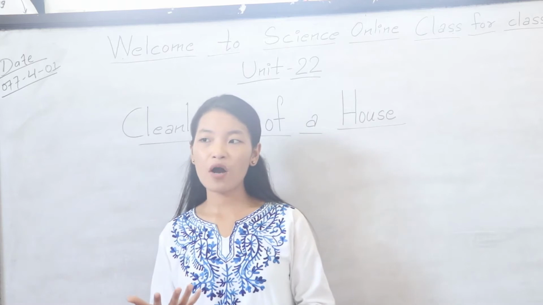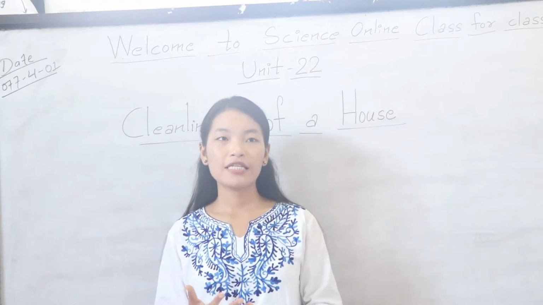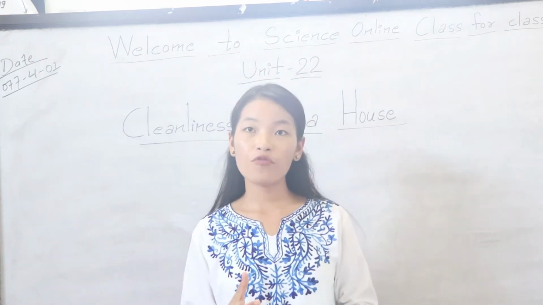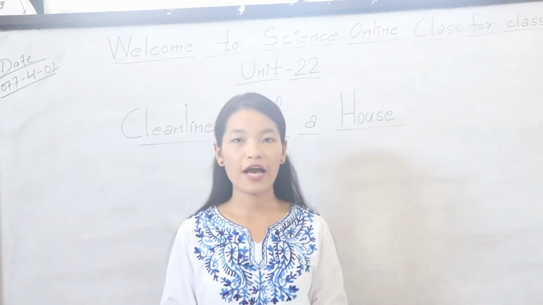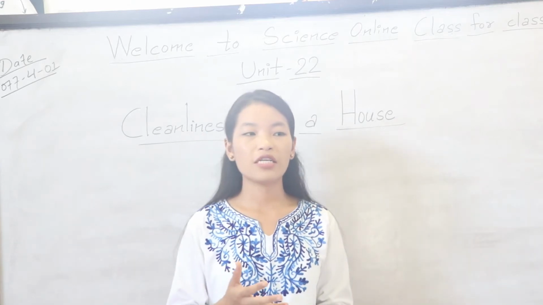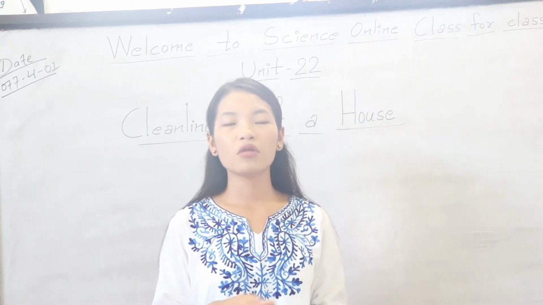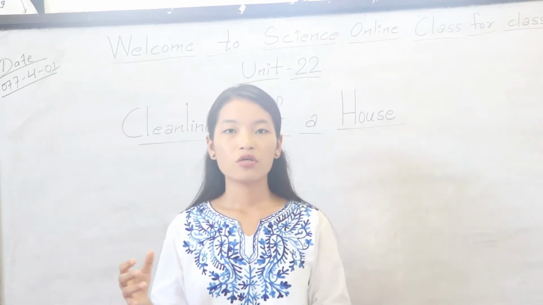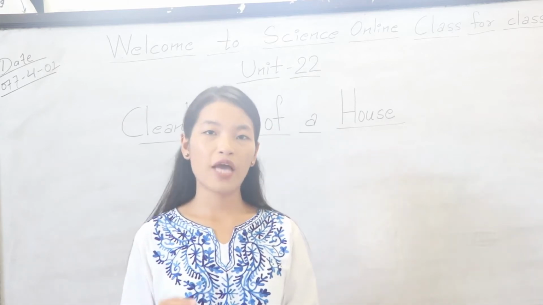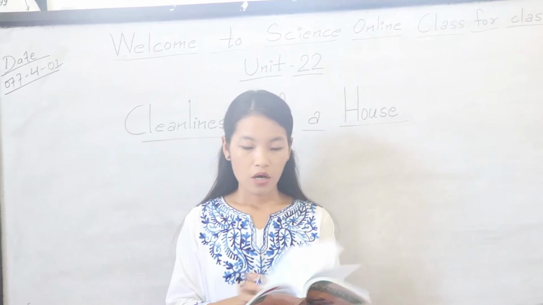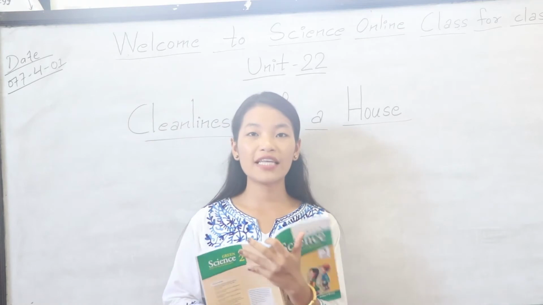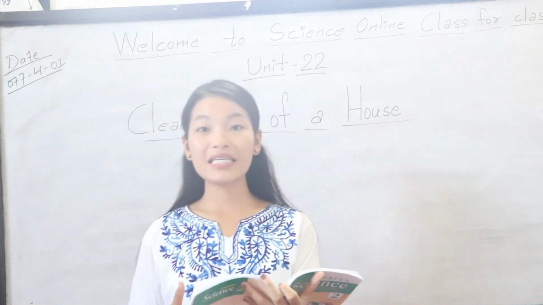Also, if we keep our surrounding environment clean, it looks more beautiful and more attractive. So to make our house beautiful and clean, first of all we have to clean our rooms or clean our houses and clean all the surrounding to make our house look more beautiful and attractive. We have to keep it clean. So I hope you have gained some knowledge on how we can keep our house clean.